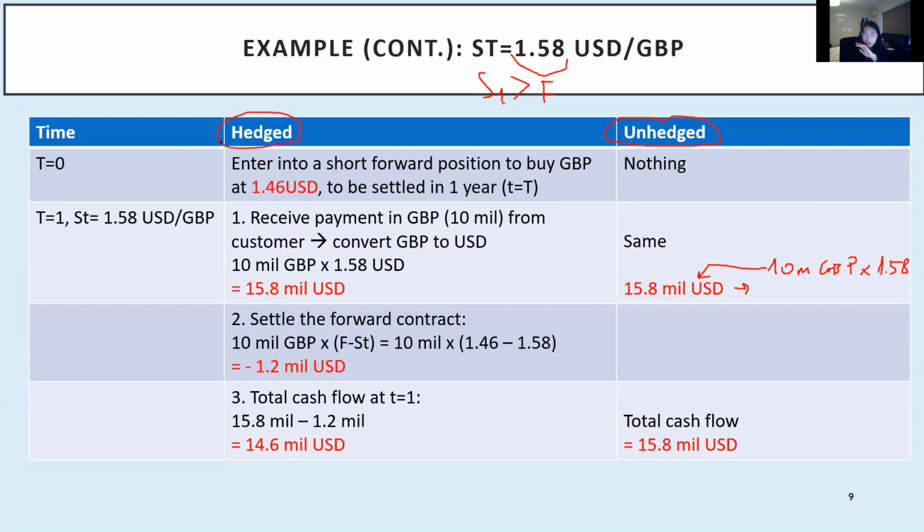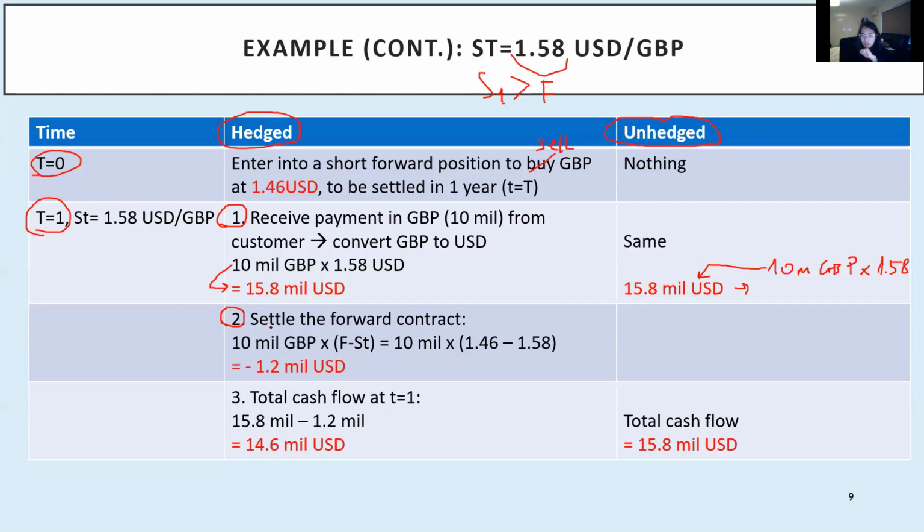With the hedge position, similar to before, at time 0, we have entered into a short forward position to sell the pounds. What did I write here? It should be sell, okay? So here I'm going to sell the pounds at 1.46 to be settled in 1 year. So at time t equals 1, I'm going to receive the pounds from my customer, and I'm going to convert that into the USD in the spot market.